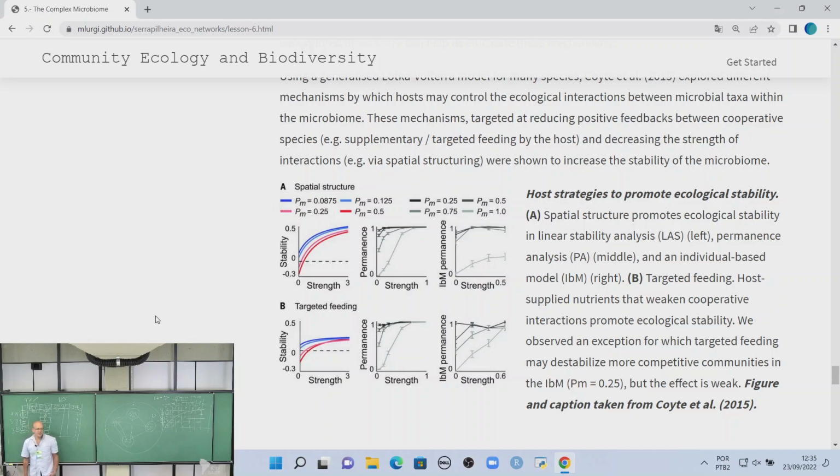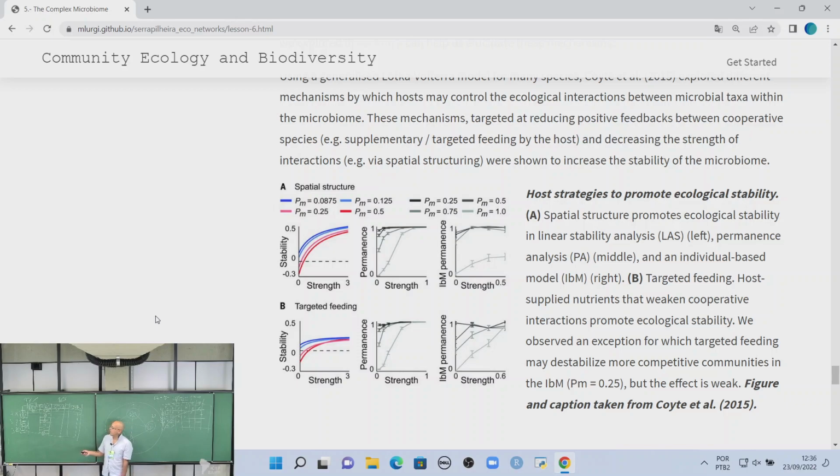So they did this using not only that model, but they also tried an individual-based model to see if those patterns would emerge from local interactions. And here is what happens when you apply spatial structure, but also when you change this PM here, which is the proportion of mutualistic interactions. It turns out that in a system like this, mutualistic interactions are actually detrimental for stability. But if you start incorporating spatial structure, that alleviates the problem, right?